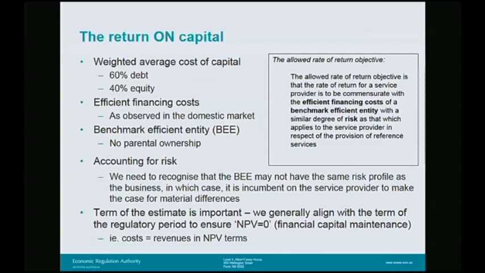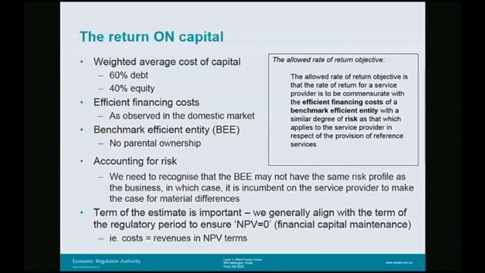What else is there to say? We're looking for efficient financing costs, which we observe in the domestic market. That takes into account the fact that there are foreign investors in domestic equities, and it also takes into account the fact that domestic firms can raise capital overseas on European and US markets as well. So we count that as being domestic.